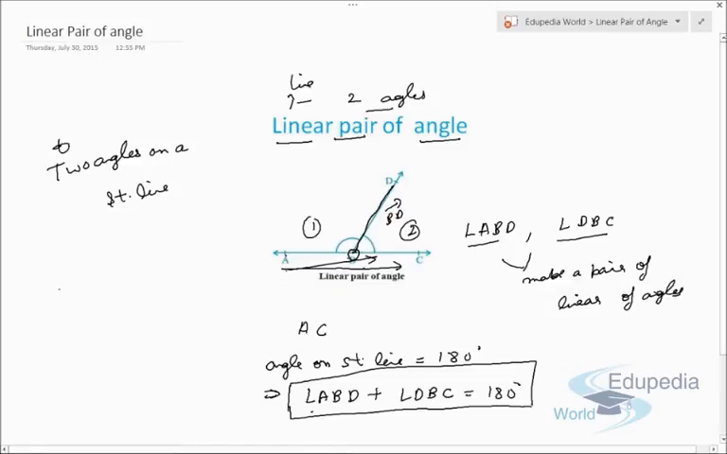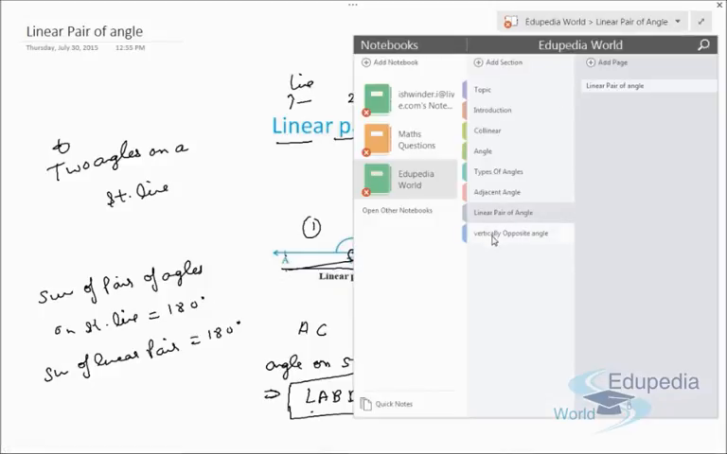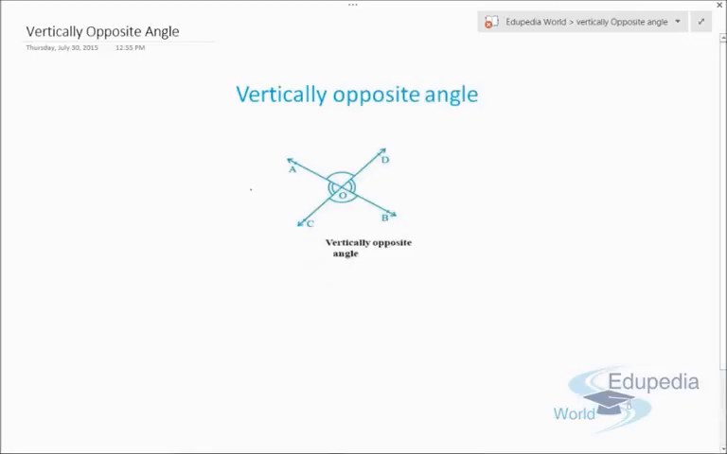So let me tell you the concept: the sum of a pair of angles on a straight line is always equal to 180 degrees, meaning the sum of a linear pair is equal to 180 degrees. So it's a very important concept. Let's move on to the next concept, which is vertically opposite angles.